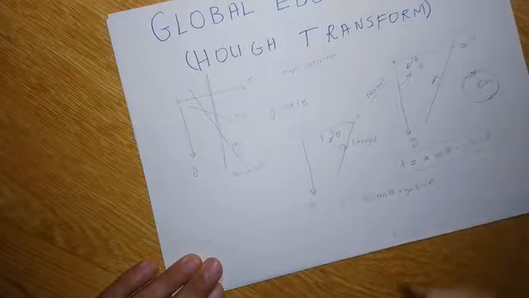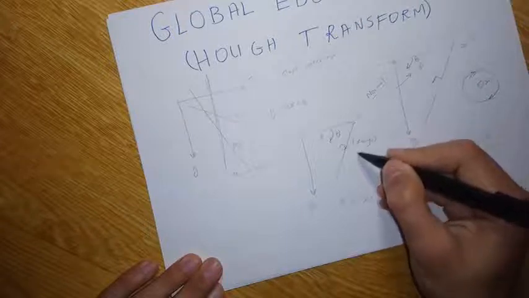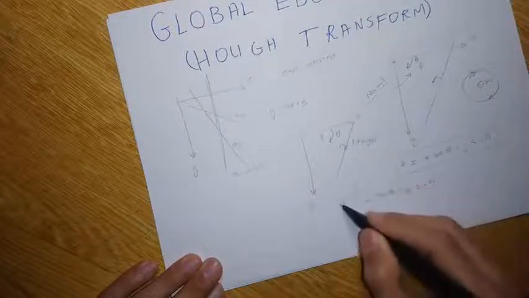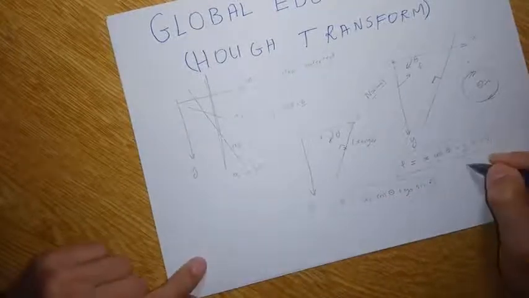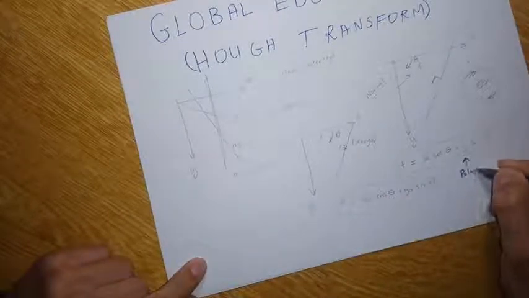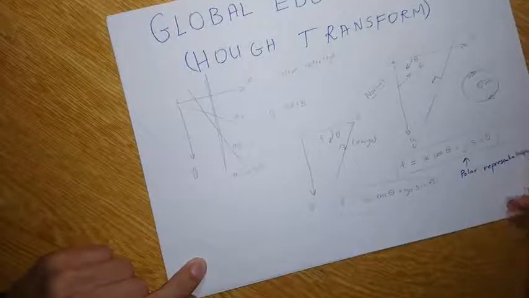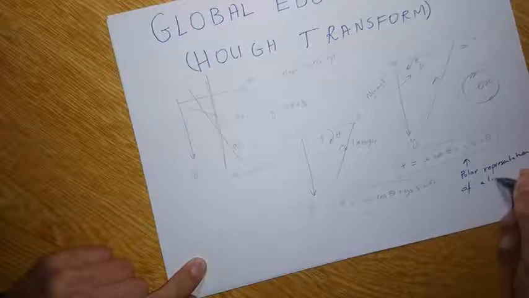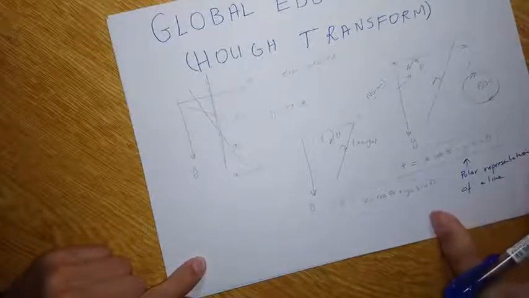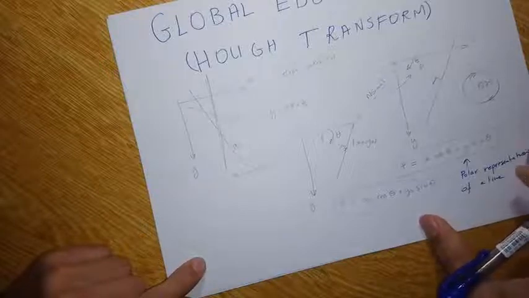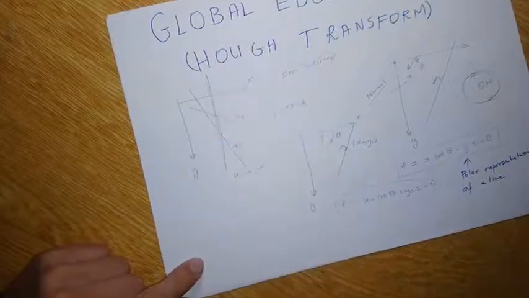And of course, as I said earlier, all the points, not only x0, y0, all the points on this line satisfy this equation. So this is called the polar representation of a line. And I'm going to explain later, of course, why this does not have problems for vertical lines like this one. Okay.